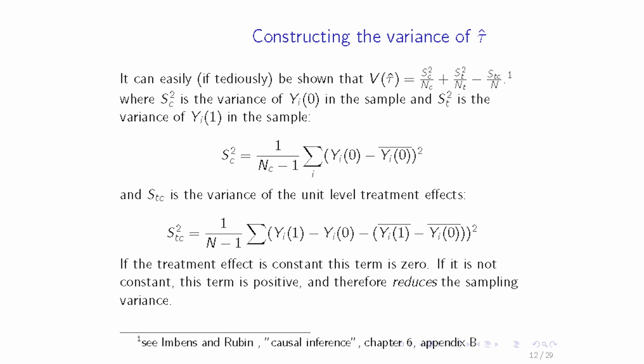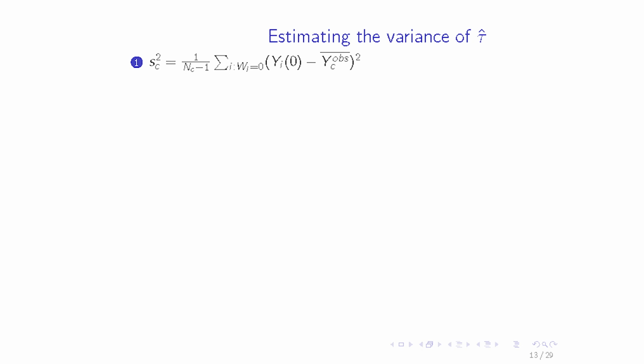So now, how do we estimate that number? The first one is very easy. We have seen it before. We can replace everything by what we actually observe. So the best estimator for the variance of yi of 0 is, in the control group, 1 over nc minus 1, where nc is the size of the control group, times the sum over the yi0 minus the average observed, to the power of square. So that's the nice estimator we've seen for the variance of yi0. Same thing for the variance of yi of 1.